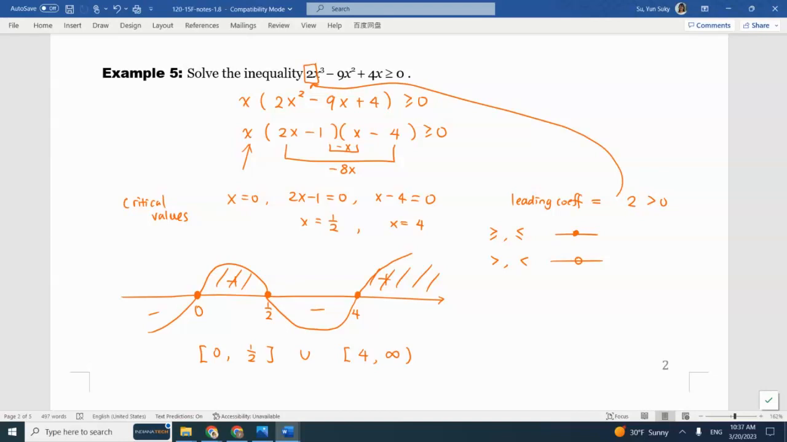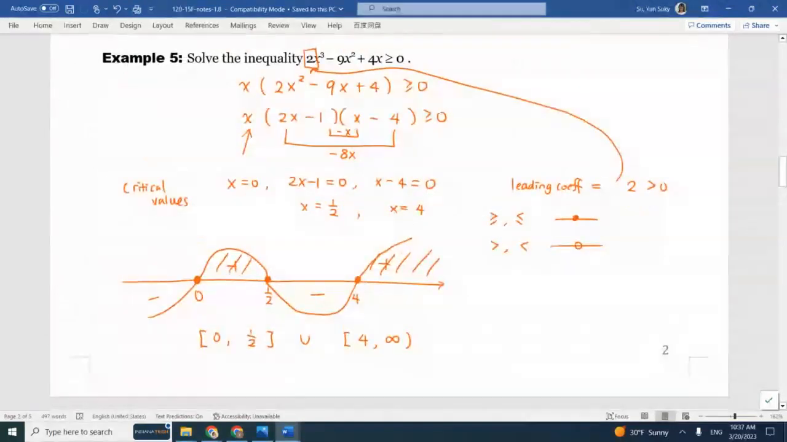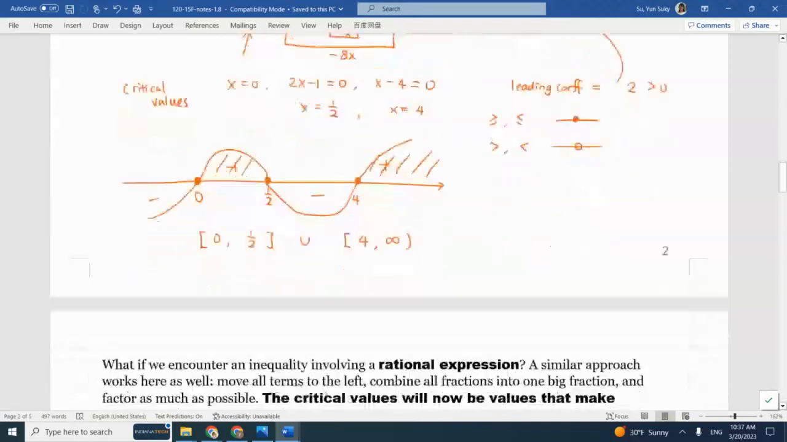Okay. Any questions about example 5? Are we all good? Sure. So you said the multiplicity is 1. Yes. What do you got? Even, it's a square, then you bounce off. Very good. Okay, so we keep going.